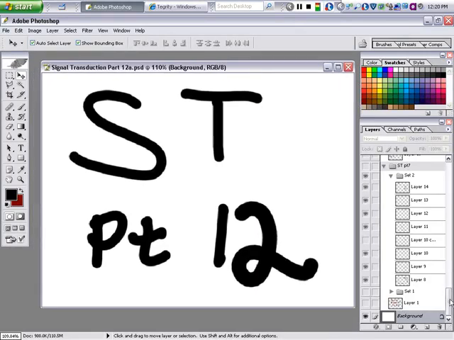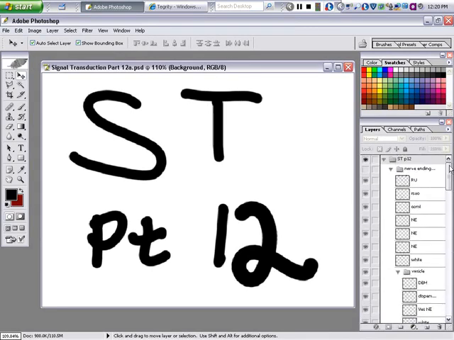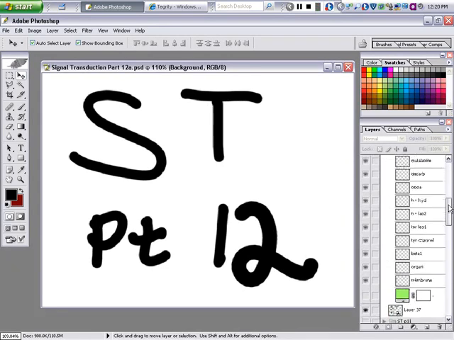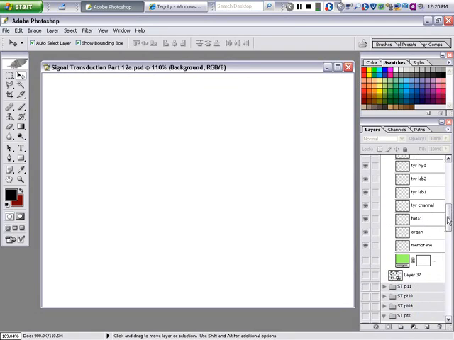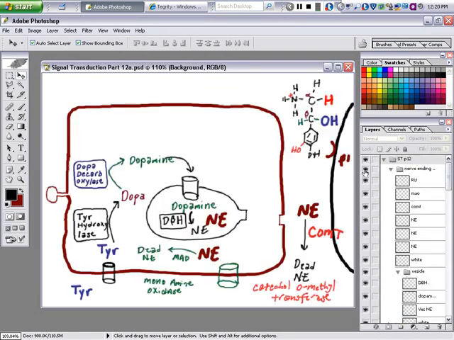And when we stopped last, we were talking about the sympathetic nerve ending. So let's just bring that back up and do a little review.